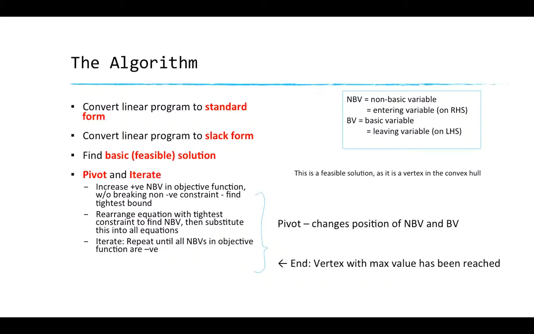So from this, we increase one positive non-basic variable without breaking the non-negative constraint. To find the tightest constraint, rearrange the equation with the constraint in terms of the non-basic variables and substitute this into all the equations. This is the pivot step. We repeat this until all non-basic variables in the objective function are negative. We'll learn this by example.